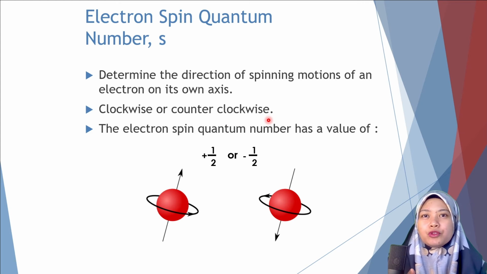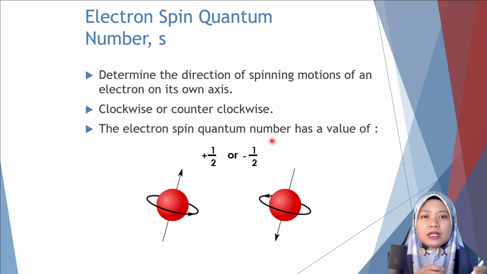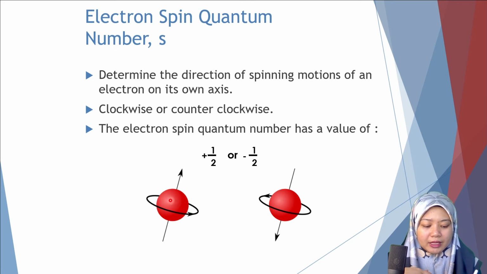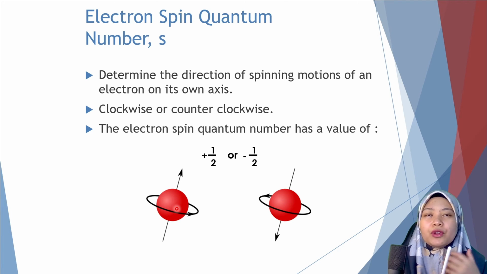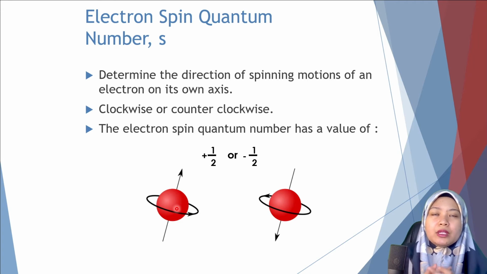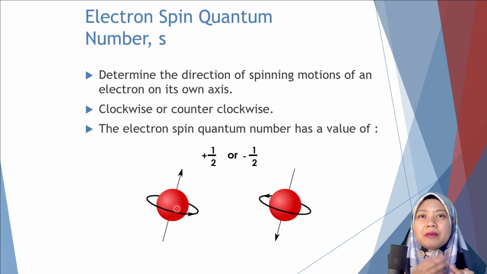The value for the electron spin quantum number is either positive half or negative half. Whether the electron spins clockwise or anti-clockwise, its value will be positive half or negative half. It's just a code or a number. It doesn't mean that positive half must be clockwise and negative half must be anti-clockwise. Not necessarily. It can be either one.